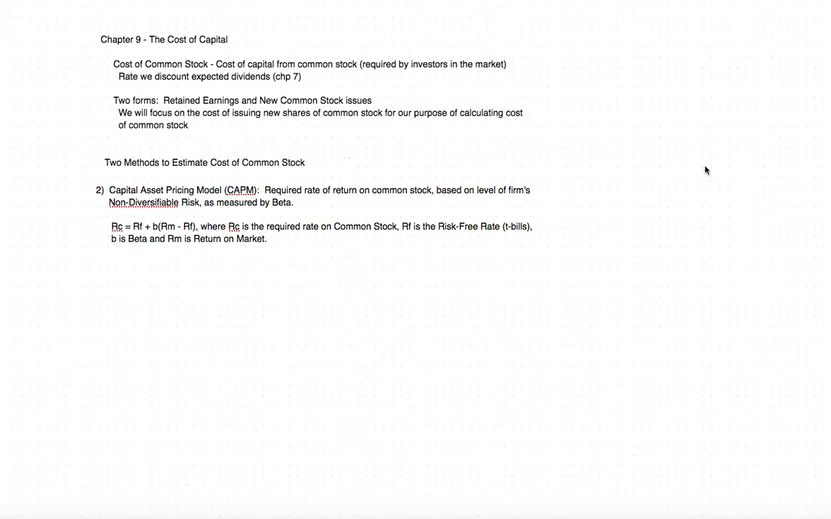Now, differences between the capital asset pricing model and the constant growth model. So CAPM considers directly a firm's risk, which is measured by beta, whereas the constant growth model uses the firm's current price as a reflection of expected risk. So once again, the capital asset pricing model considers directly the risk and measures it by the use of beta, whereas the constant growth model uses the firm's current price as a reflection of the expected risk.